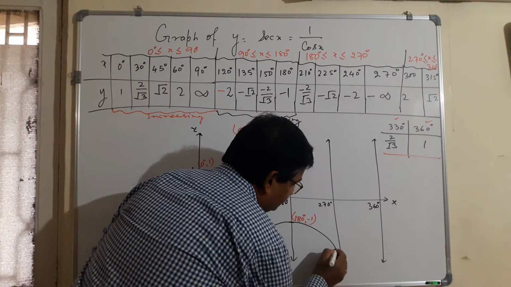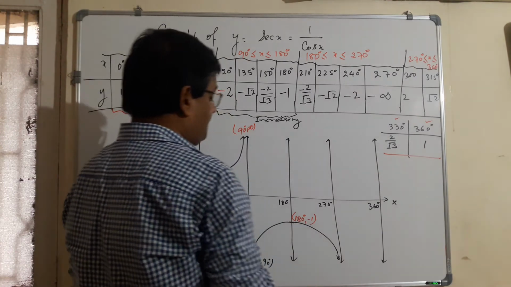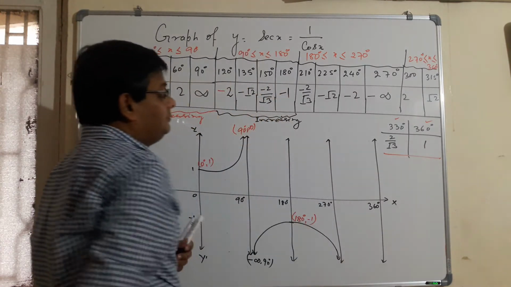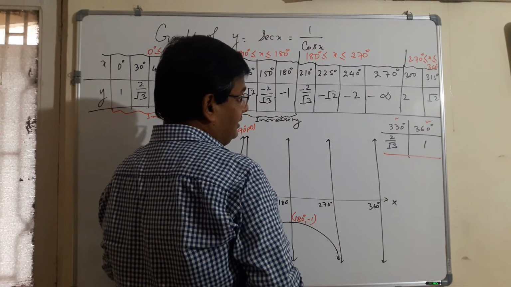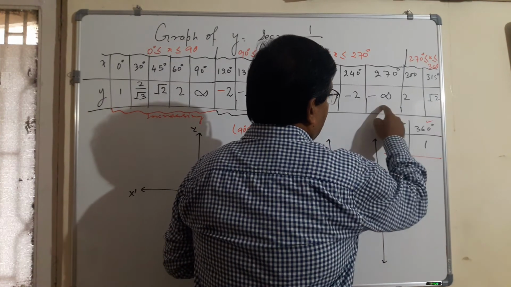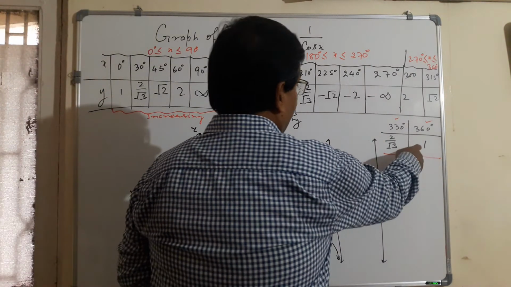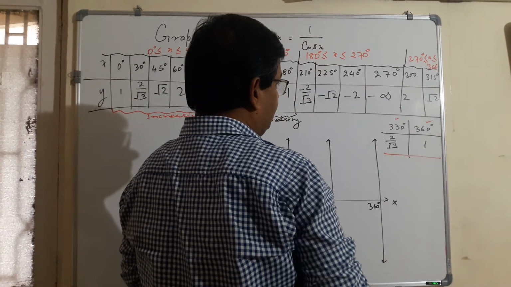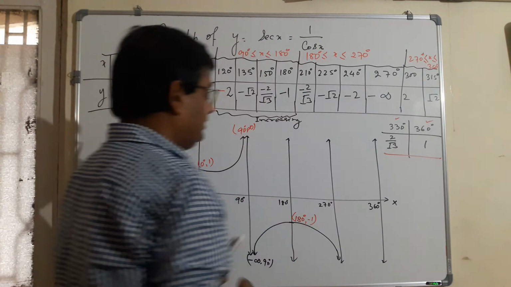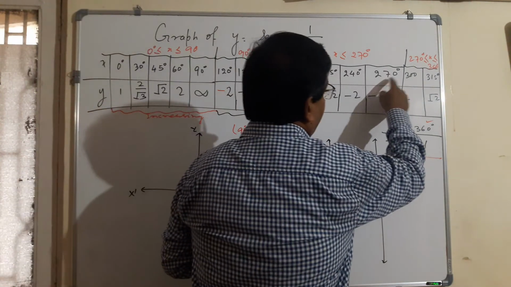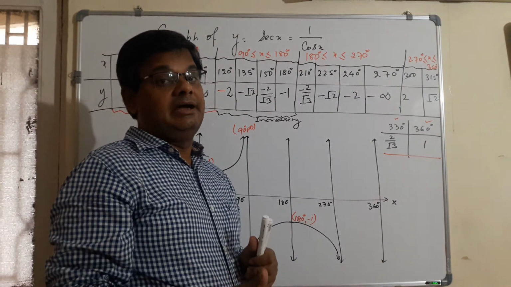Minus infinity. Now you enter the fourth quadrant. In the fourth quadrant, see here, the value is now increasing, and coming towards 1. So see here, 270 degree. Slightly greater than 270 will be a very, very large and positive value.